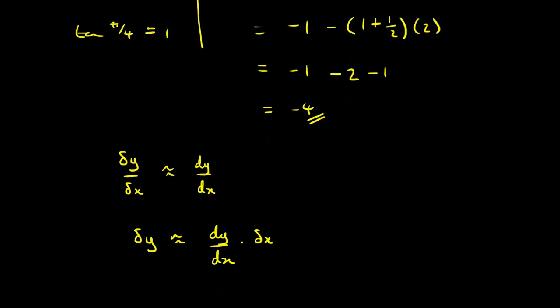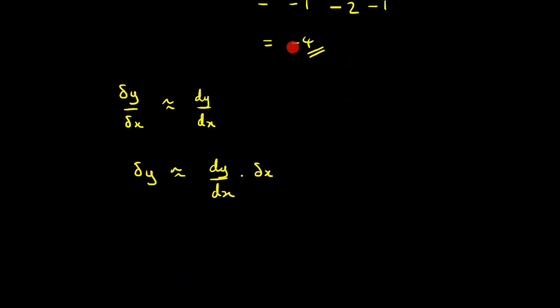What is our gradient? Our gradient is what we calculated. It's negative 4. So we substitute that in. Our dy dx is negative 4. Our delta x is h. And so the approximate change in y is 4h. Okay, that's our answer.